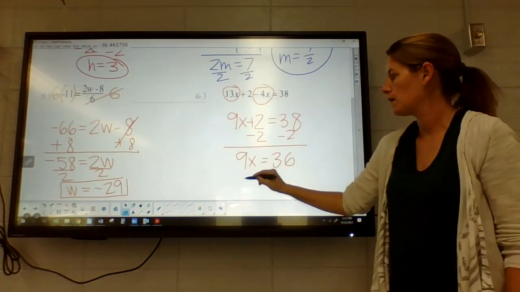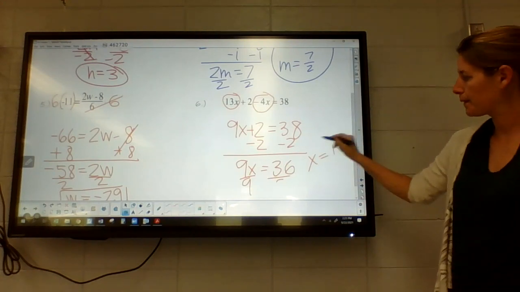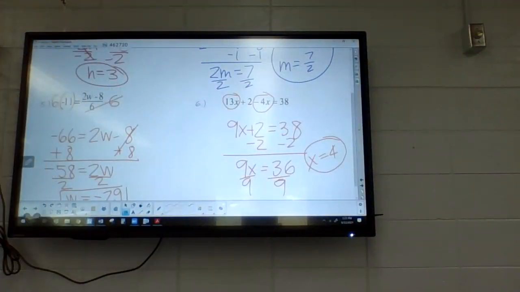And then we end up with x is 4. Now, not all the answers will be nice whole numbers, and we'll see that in a second. So don't let that scare you if you end up with a non-whole number answer, but a lot of times they work out nicely like that.